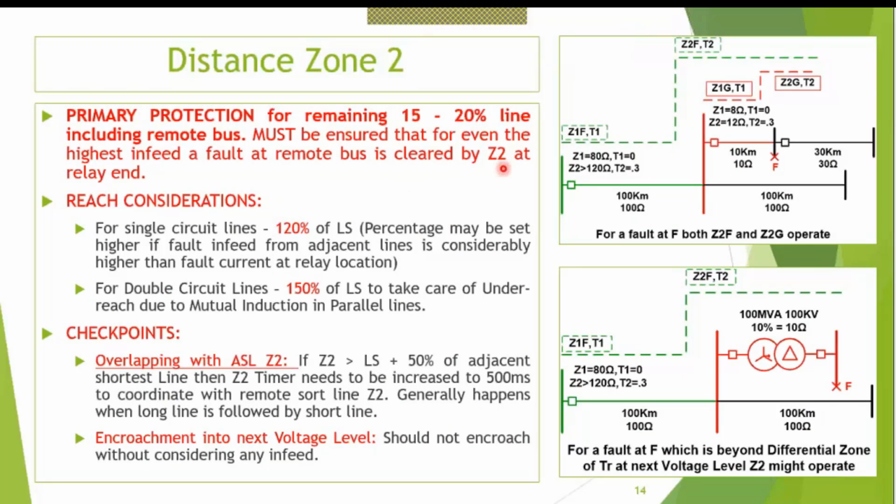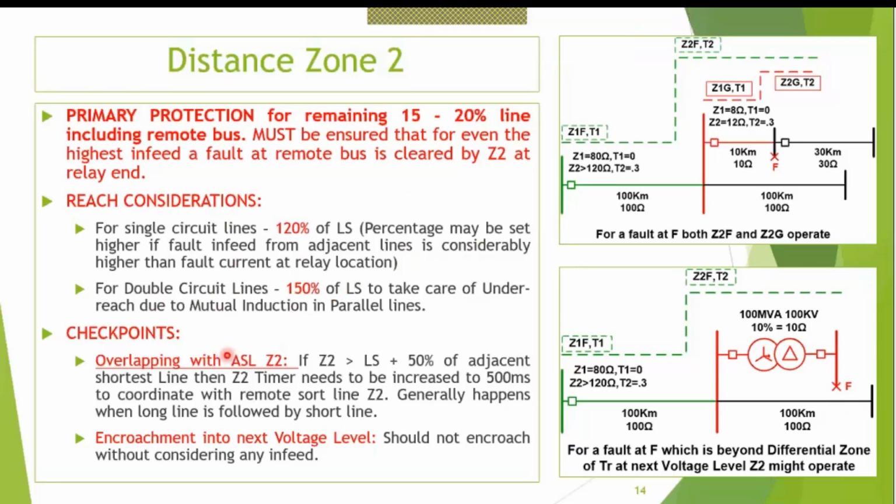Okay. What is the reach consideration? I'm coming to these checkpoints. Reach consideration, generally for single circuit lines, we take 120% of the line section. The percentage may be set higher if infeed from adjacent lines is considerably higher. If the infeed is higher, you feel that the remote bus is a very strong bus and my relay location is a very weak bus behind, you can increase this 120%. There is no issue with it. For double circuit lines, in order to take care of the underreach due to mutual induction, it is 150% of the line section.